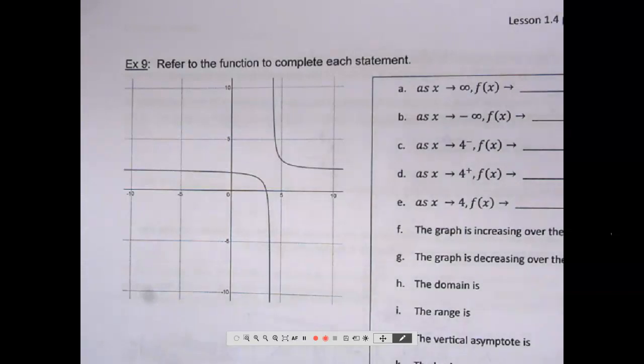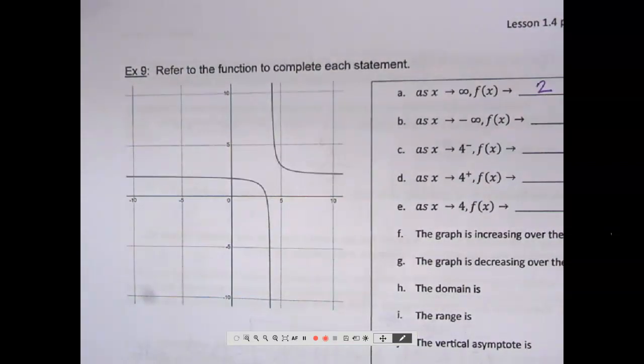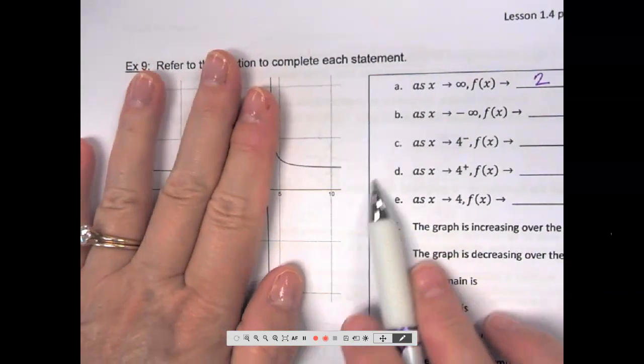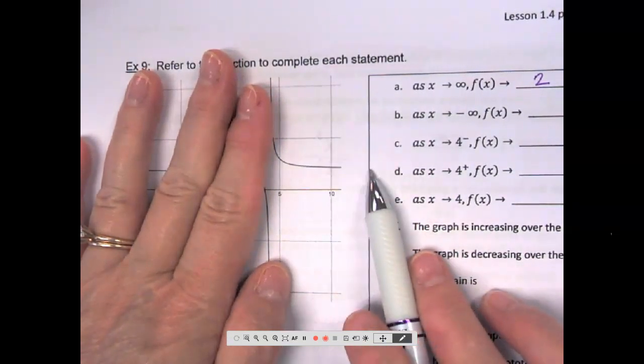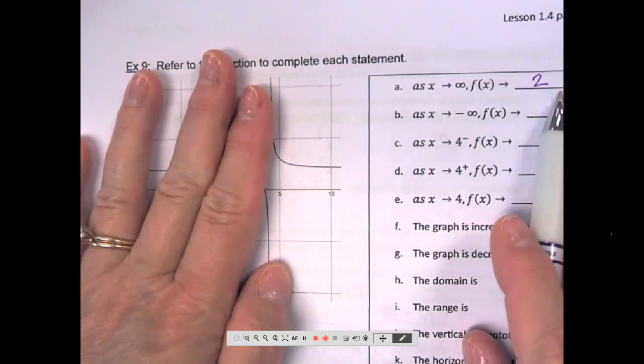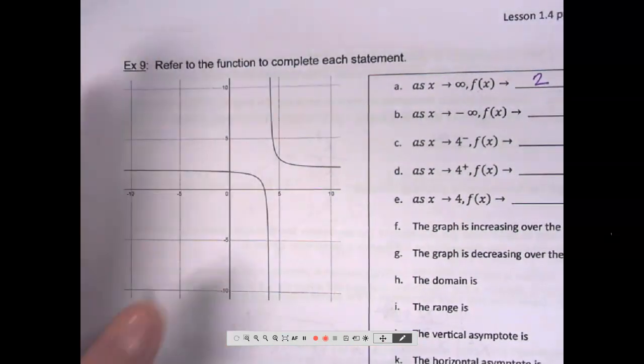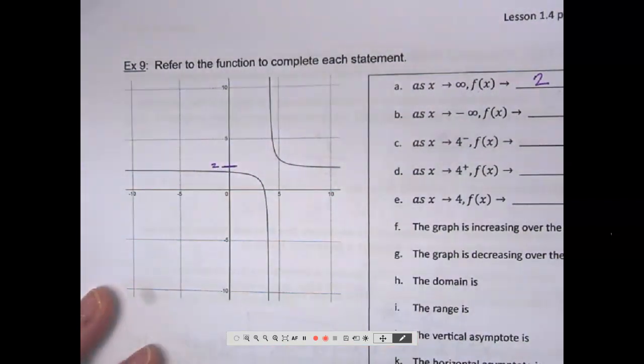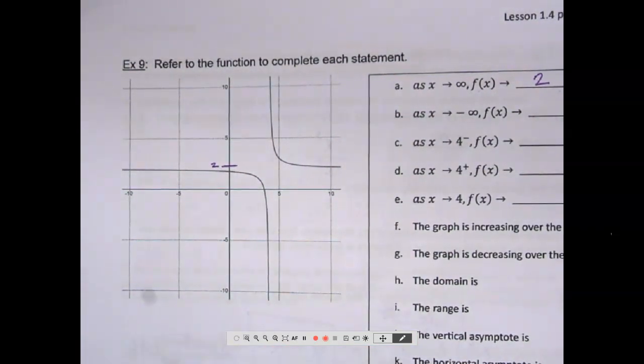We might have to do some guesstimating. I would say 2. It didn't quite look halfway, right? It's a little less, so we're going to have to make that approximation that that's 2. So as x is getting super big, that means way out here, what is y getting closer to? It appears to be 2. So we're going to make that determination that this is 2. I think it's 2.